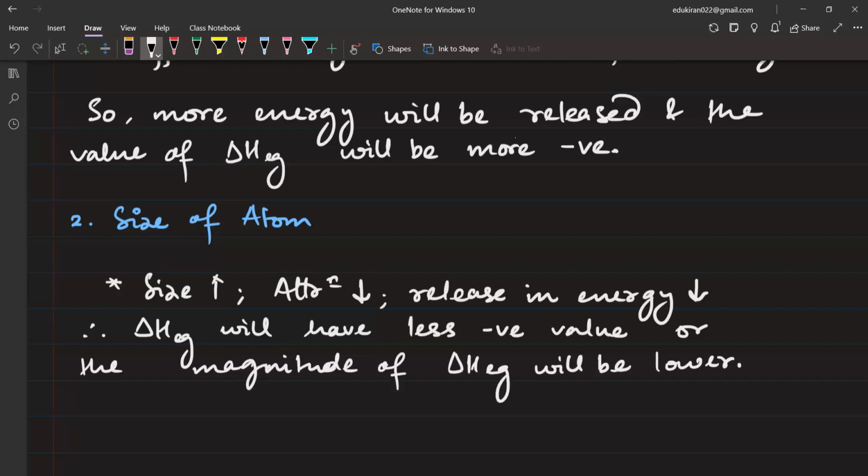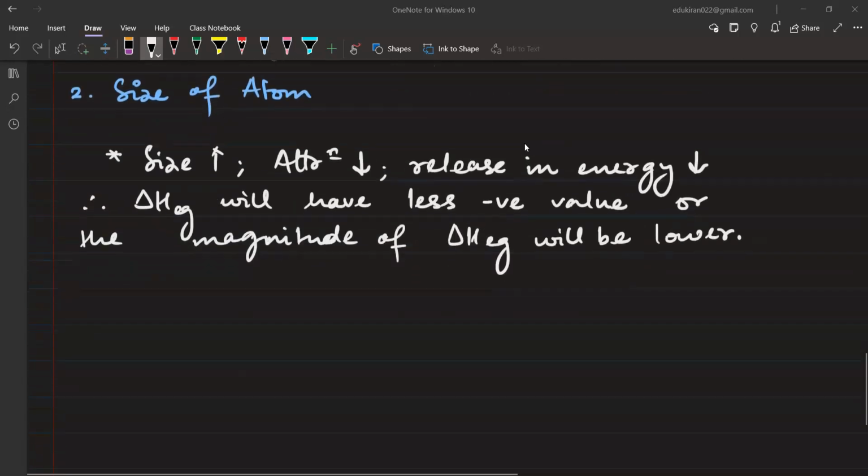The magnitude means we are just focusing on the number. We are assuming the sign to be negative always. We are not going to talk about the noble gases, because noble gases don't do any reactions, right? So we are only talking about the atoms other than noble gases. All the other atoms have a negative value of electron gain enthalpy. So the value will be negative, but the magnitude will be lower. All of you understood this? Yes or no? Please tell me.